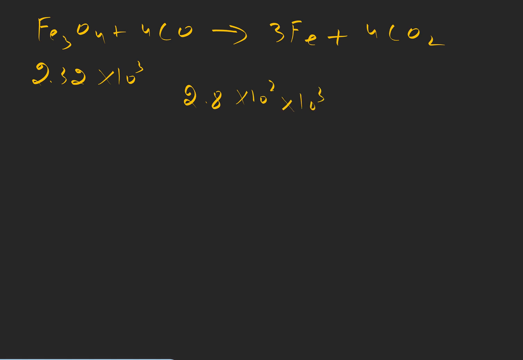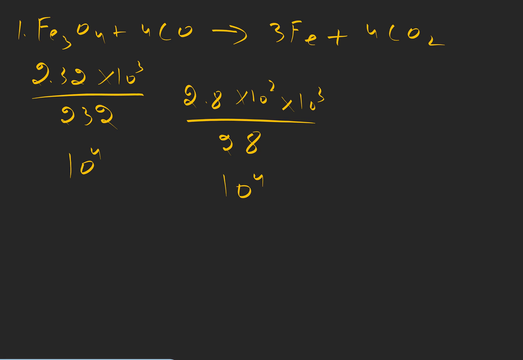So converting it to grams. CO is 28, and Fe3O4 is 56 into 3 plus 16 into 4, 64, which is 232. Okay, so here I will get 10 raised to power 4 for both. Stoichiometric coefficient is 1 for Fe3O4 and 4 for CO, so I compare 1 by 4. That means I have got CO as my limiting reagent, the LR. So I have got 10 raised to power 4 by 4, that is 0.25 into 10 raised to power 4. So this is my deciding factor.